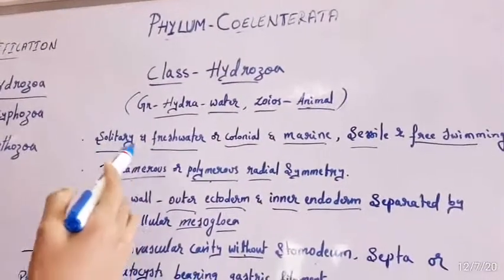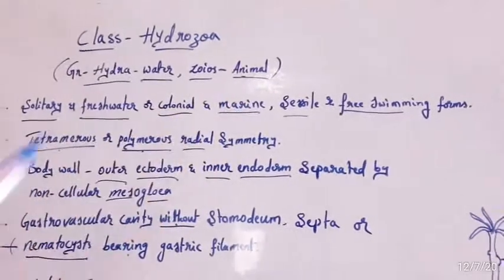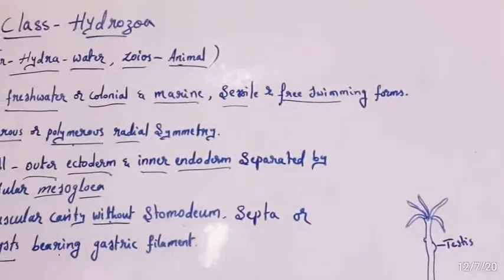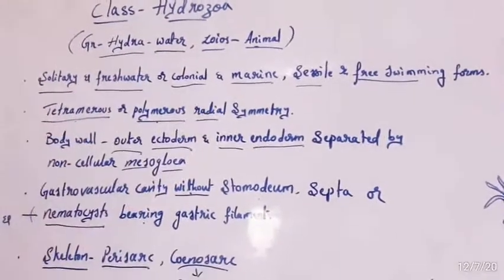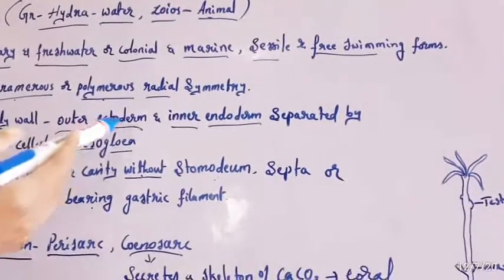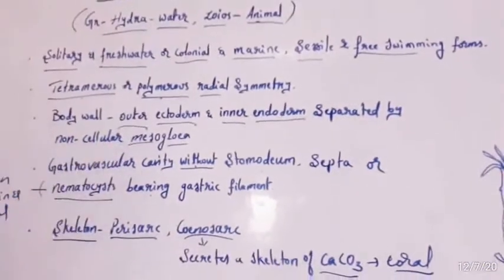So in class Hydrozoa, the organisms are solitary and freshwater, and some are colonial and marine. They are sessile and free swimming forms. They exhibit tetramerous or polymerous radial symmetry. The body wall is diploblastic, with an outer ectoderm and inner endoderm, which are separated by non-cellular mesoglea.